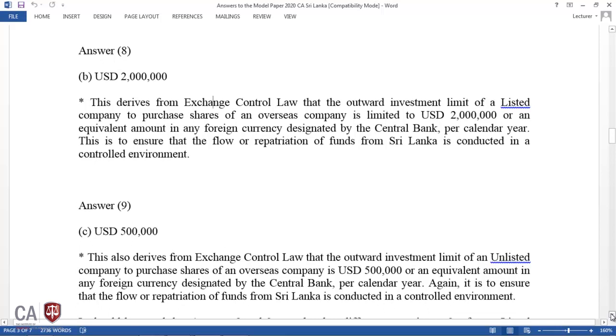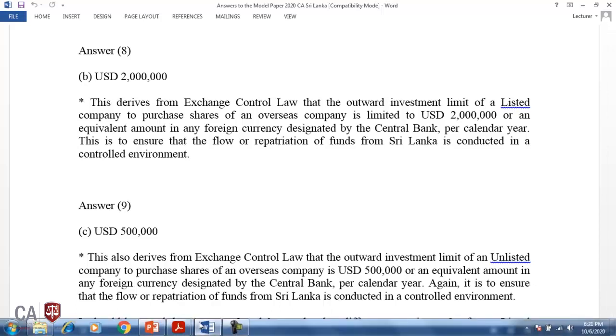This derives from exchange control law that the outward investment limit of a listed company to purchase shares of an overseas company is limited to USD 2 million or an equivalent amount in any other foreign currency, whether it's euro or sterling pounds. It is the USD 2 million that you need to convert to that particular currency and see how much would be in that particular currency, such as euro or sterling pound, and designated by the central bank per calendar year. So, for a year, you can remit 2 million outflow from the country by a listed company to purchase shares of an overseas company. This is to ensure that the flow or repatriation of funds from Sri Lanka is conducted in a controlled environment.